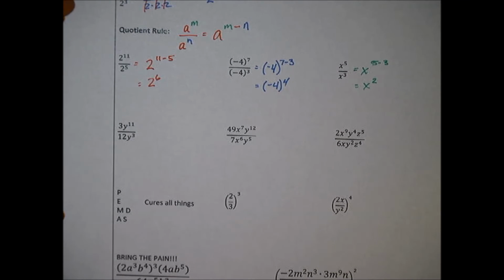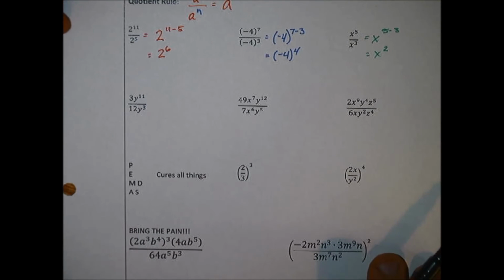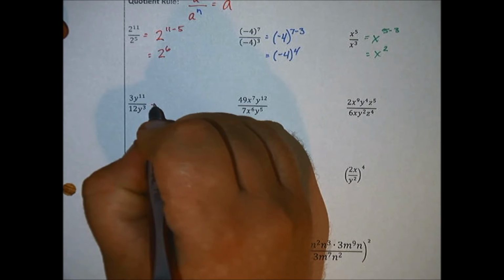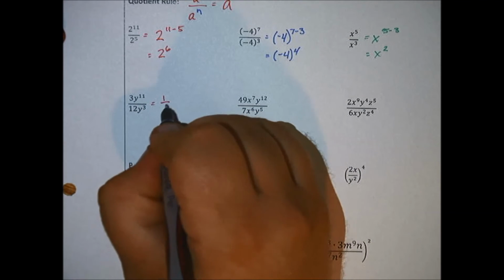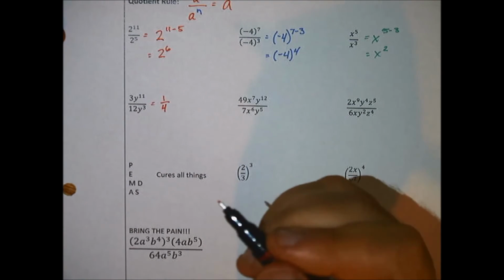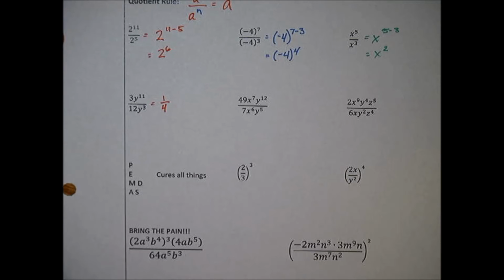Okay, let's look at what we have going on here. There's a little bit more stuff going on. I have numbers involved now. All that means 3 over 12. 3 over 12 is 1/4. I'm just putting numbers in front. I'm going to simplify whatever fraction that gives me.